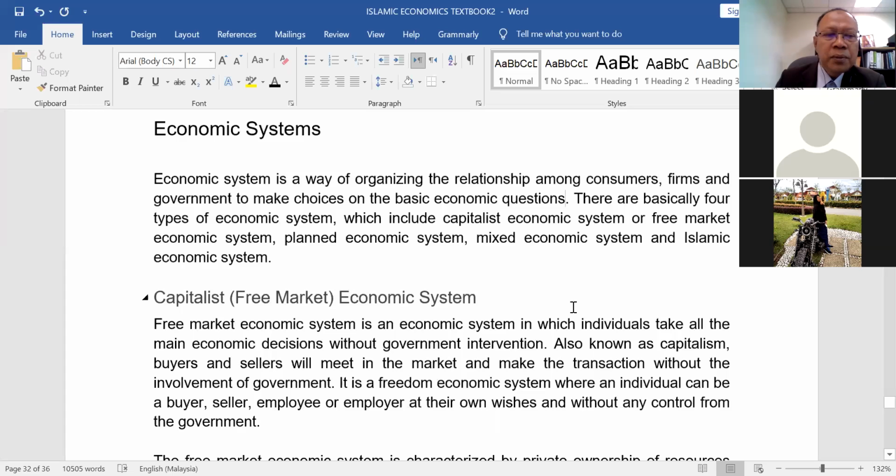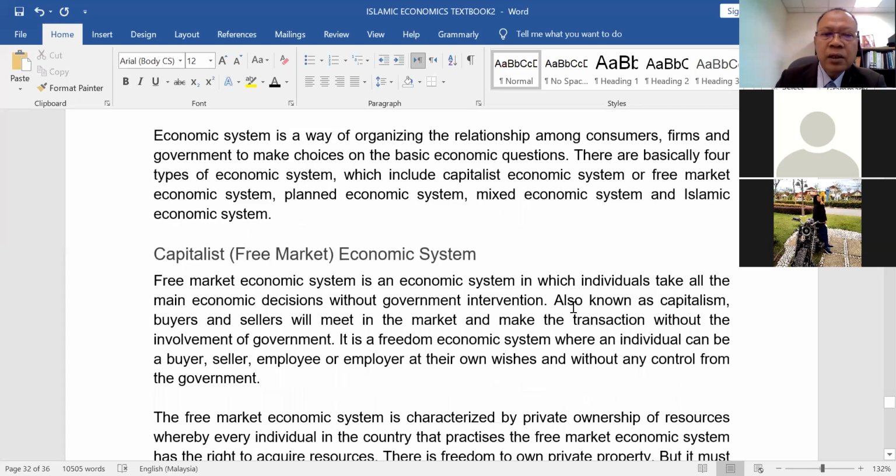In the capitalist or free market economic system, so free market or capitalist economic system is an economic system in which individuals take all the main economic decisions. So individuals make the decisions. Consumers make the decisions on what to buy. Producers make decisions on what goods and services to sell in the market without government intervention.